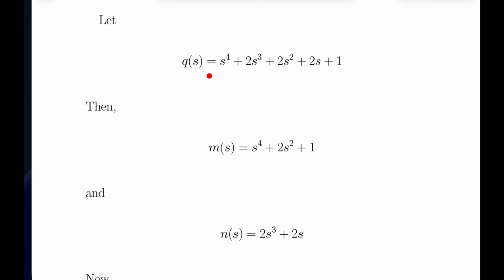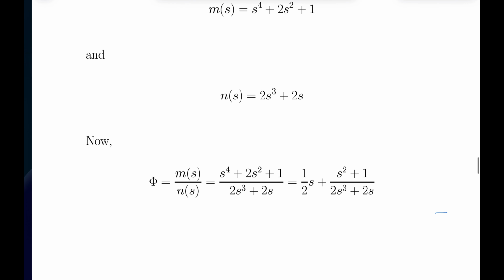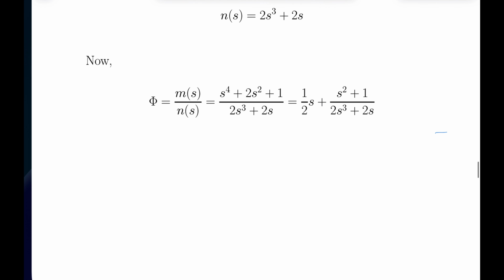Let Qs equal s to the power 4 plus 2s cube plus 2s square plus 2s plus 1. We divide this Qs into two polynomials, ms and ns, where ms contains the even power terms and ns contains the odd power terms, and we divide one by the other. So phi equals ms upon ns. So this is s to the power 4 plus 2s square plus 1 upon 2s cube plus 2s, equal to half s plus s square plus 1 upon 2s cube plus 2s.